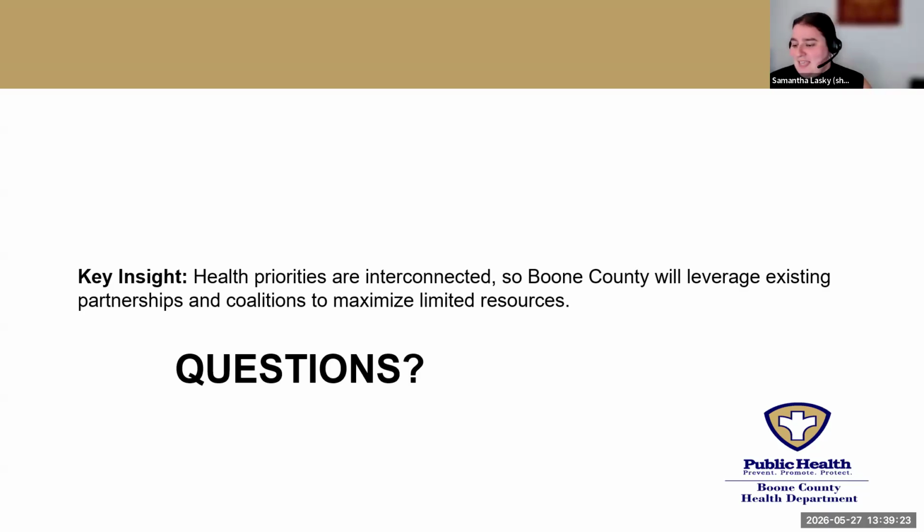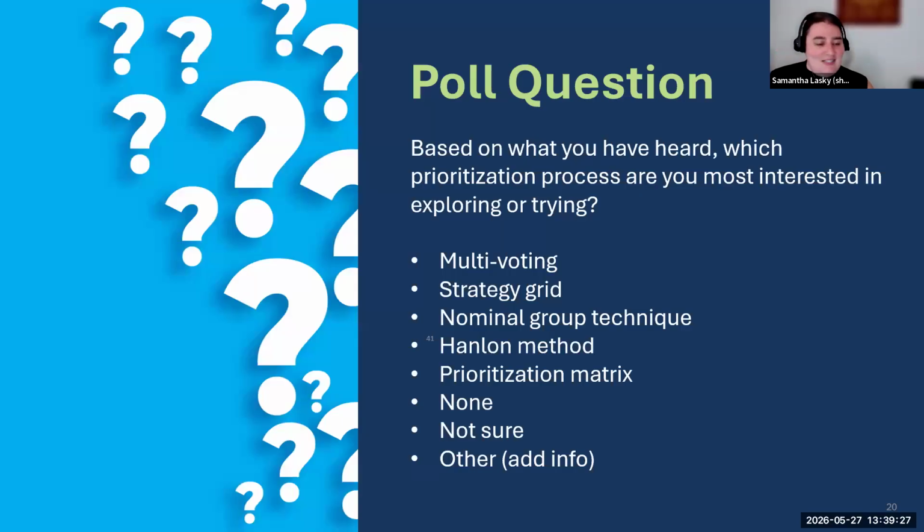That was awesome. Next slide. And I've seen a lot of claps and thumbs up. Cool. Now that we have walked you through each of these methods, based on what you've heard, which prioritization process are you most interested in exploring or trying out? And you can choose multiple if you'd like. And if there's another one, like the Lean Six Sigma method, feel free to click other.